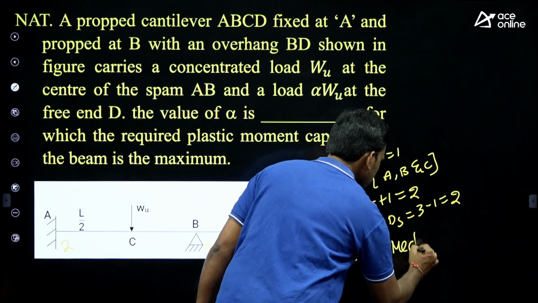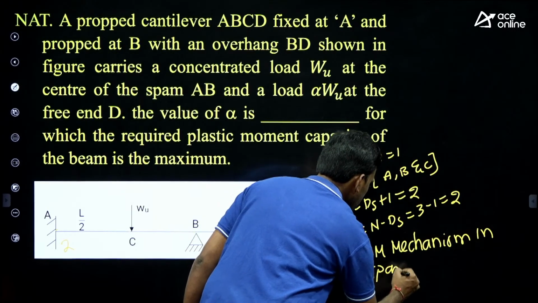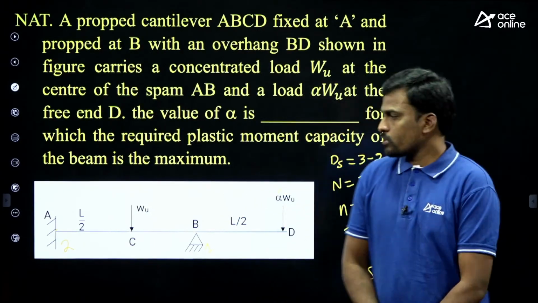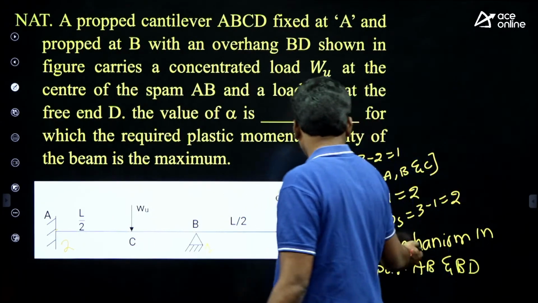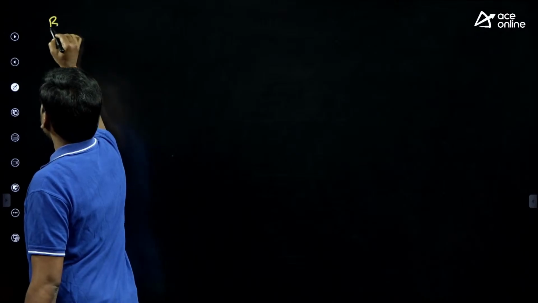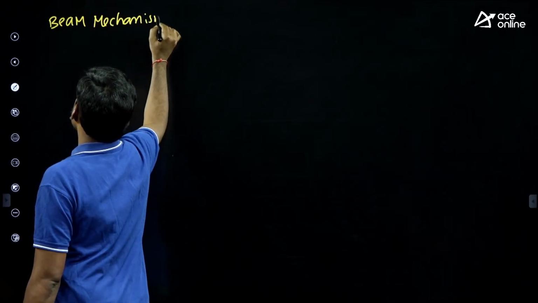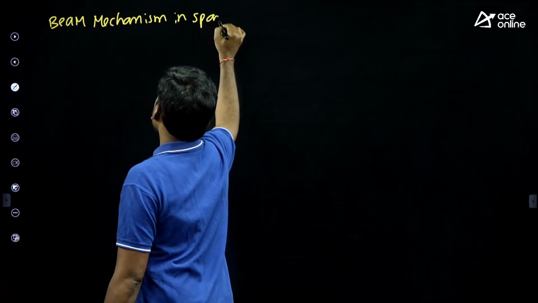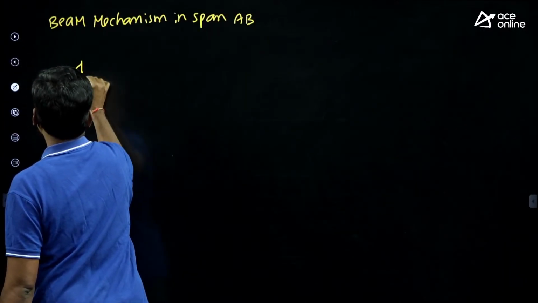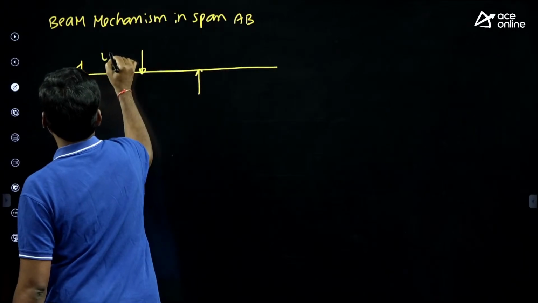So beam mechanism in span AB and BD. Okay. So students, can you find the collapse load or plastic moment for beam mechanism in span AB? First, last question students. Beam mechanism in span AB. So this is the diagram given. This is L by 2.